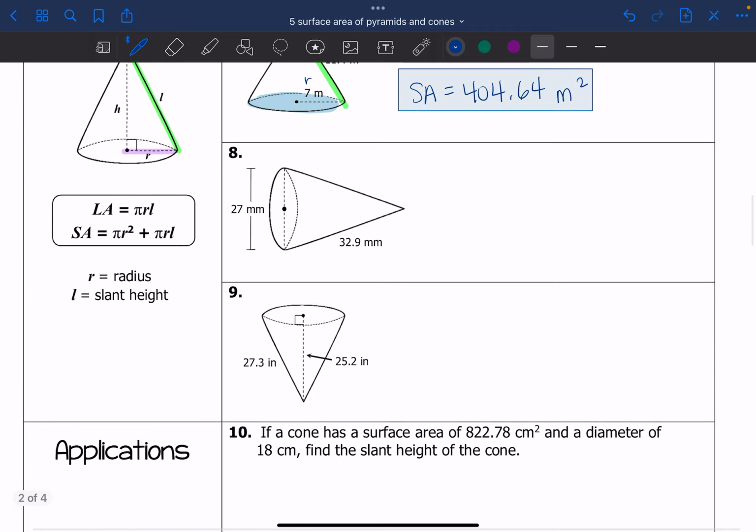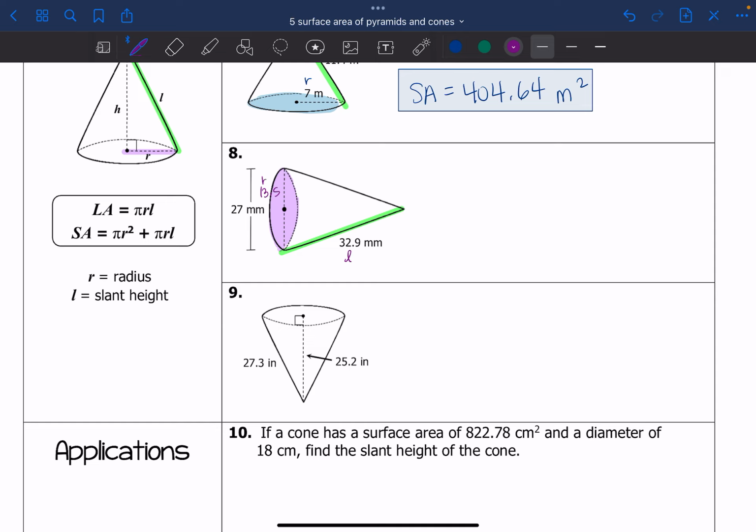Okay, and then our last example that we're going to do today. Here's our next cone. This time it's kind of laying on its side, so its base is over here on the side. We need our slant height, so 32.9 is going to be our slant height. And then we need our radius. So they told us that it's 27 when you go all the way across. For radius, I only need halfway. So half of 27 is 13.5. So 13.5 is our radius.